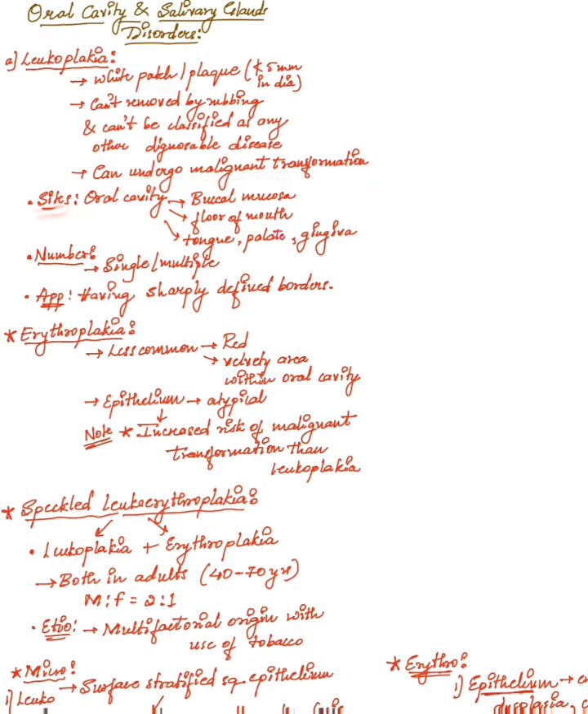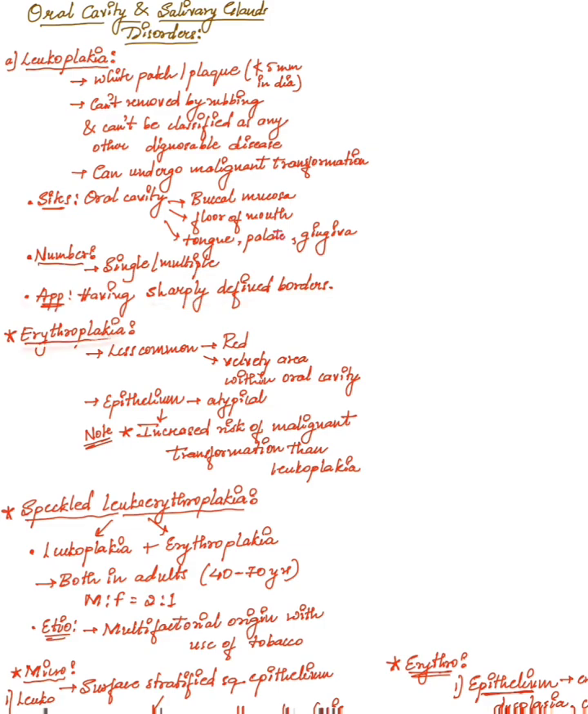So now coming to the sites. In the oral cavity, it is present in the buccal mucosa, floor of the mouth, tongue, palate, and gingiva. In number, it may be single or it may be multiple. In appearance, it has sharply defined borders.